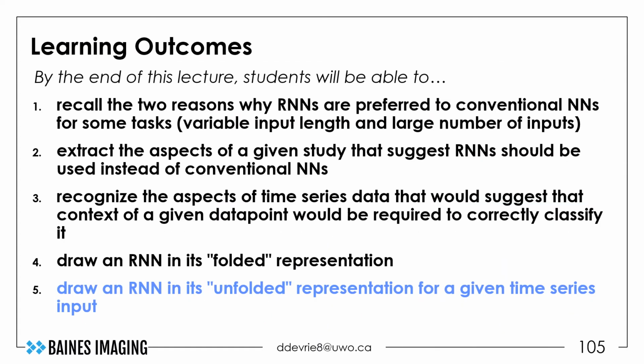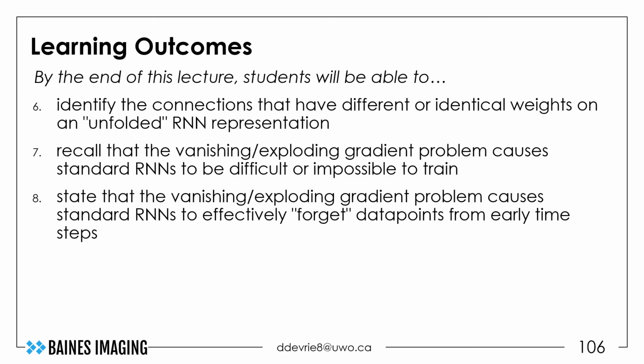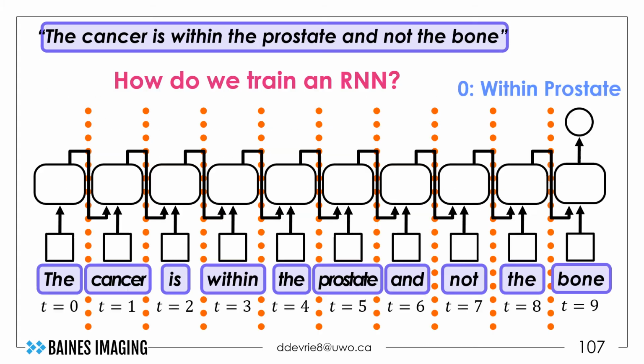So this leads us to be able to cross off learning outcome number 5 from our slide deck, where we're able to draw an RNN in its unfolded representation for a given time series input. But we need to remember that we still have 3 more learning outcomes to go, learning outcomes 6, 7, and 8. So we'll keep on moving on to accomplish those.